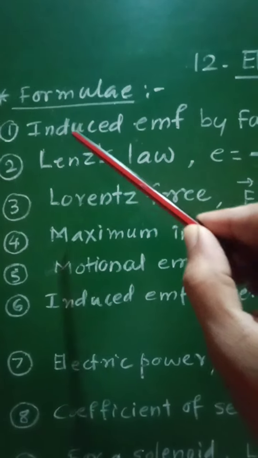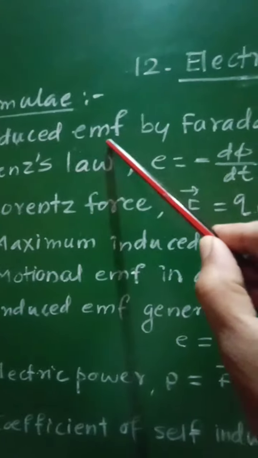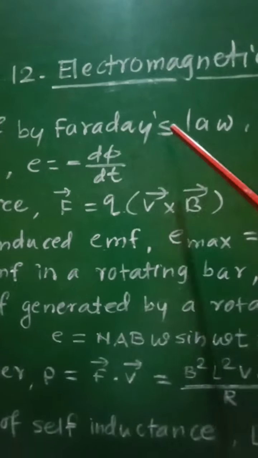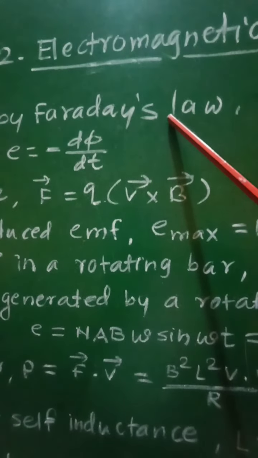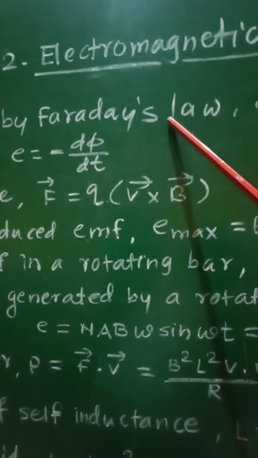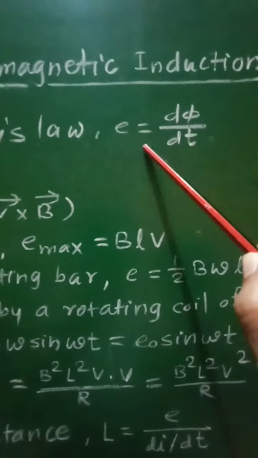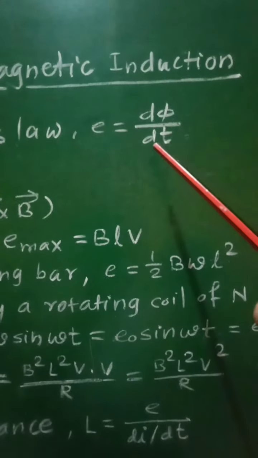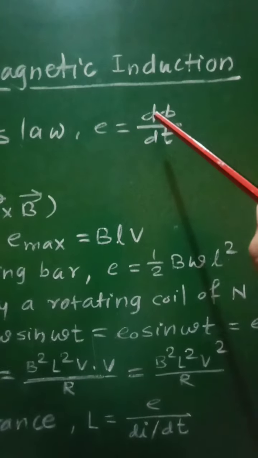First, induced EMF by Faraday's law. According to Faraday's law, the magnitude of induced EMF E is equal to dφ by dt. E equal to dφ by dt.